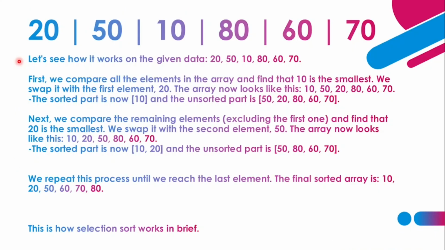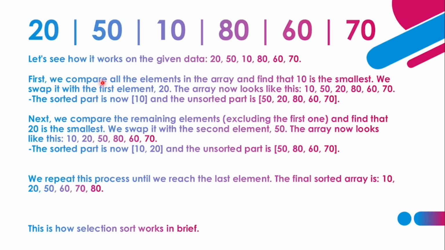Let's see how selection sort works. Over here I have an unsorted array with elements 20, 50, 10, 80, 60, 70. This entire array is unsorted. Currently it does not have any sorted part. In the first step, we'll traverse the entire array and pick out the smallest element. In the first traversal, we'll get 10.